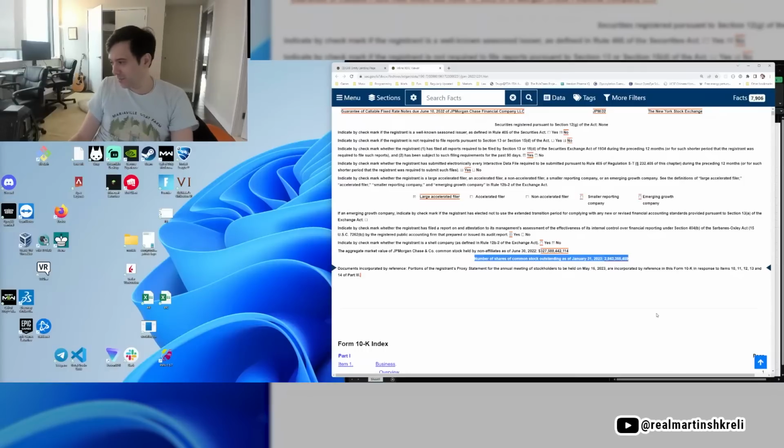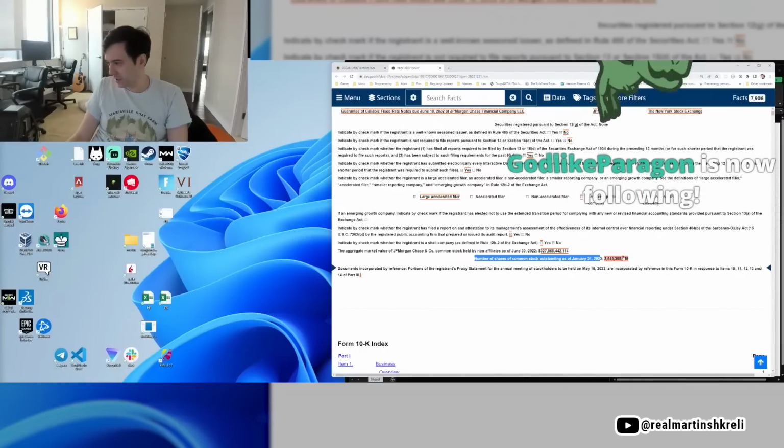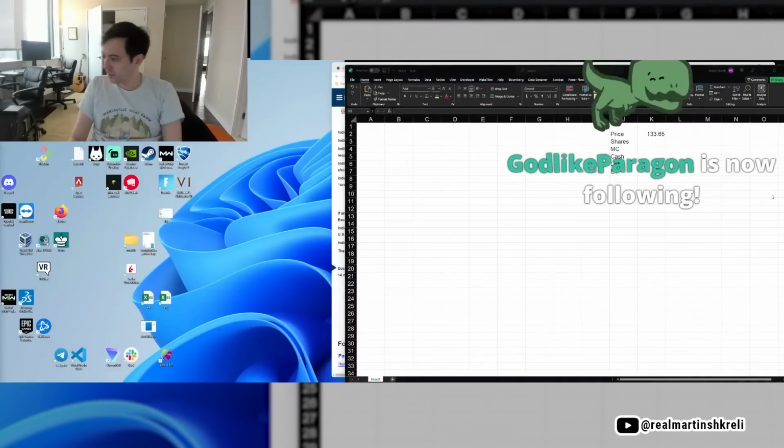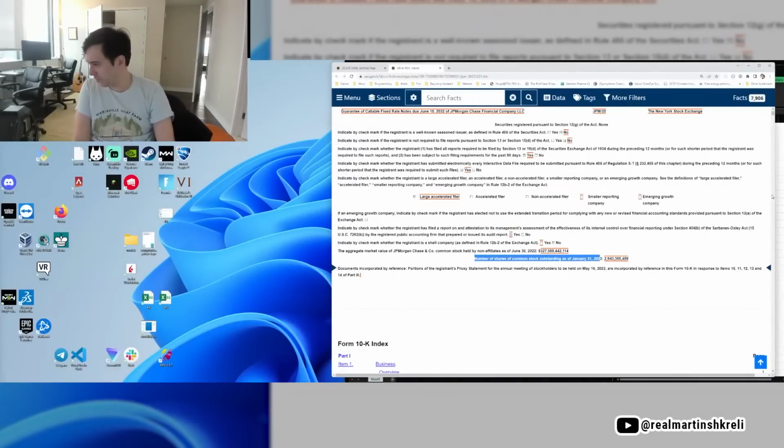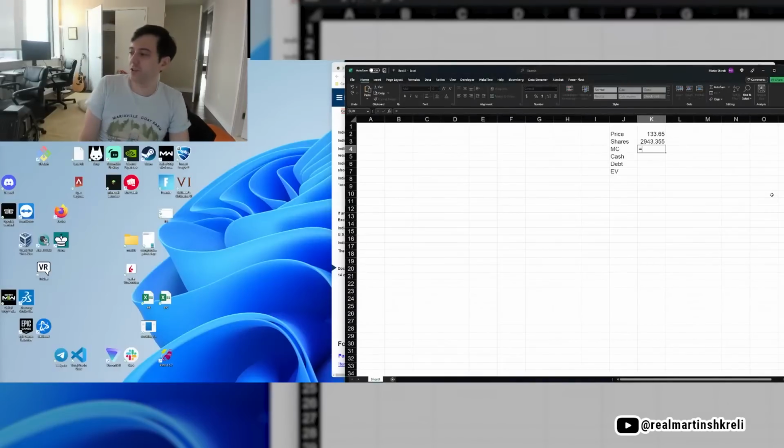And that might be hard to see, but it says number of shares of common stock outstanding as of January 31st, 2023, 2.943 billion. So 2,943,355,459. So I'm going to put that here in our shares outstanding. And so this is what each share is worth, right? So if you think about it, there's 2.9 billion shares of the company, so pretty close to 3 billion shares. Each share is $133.